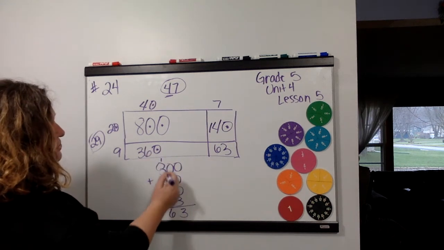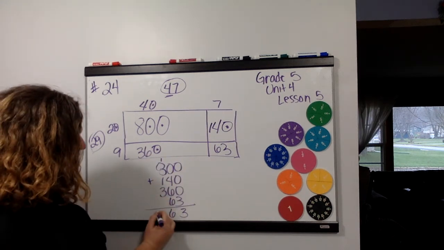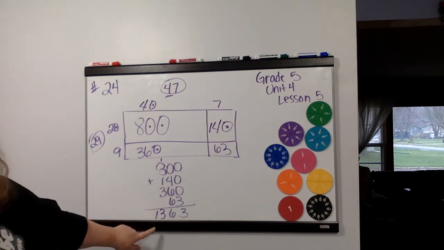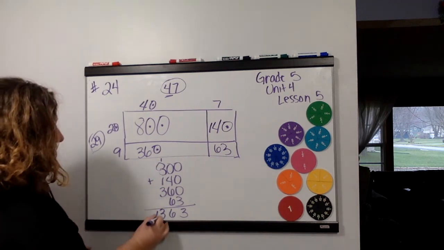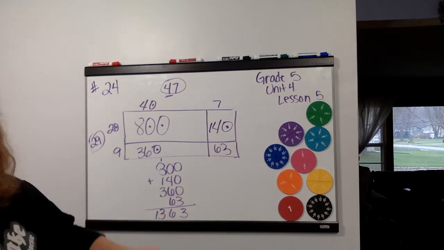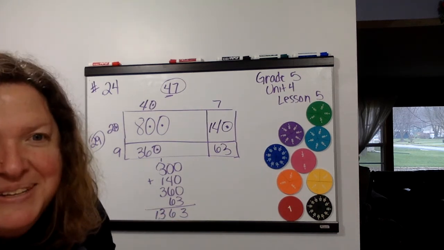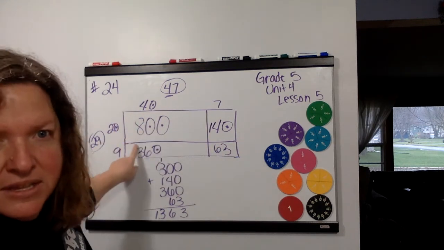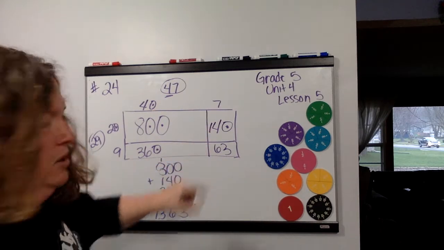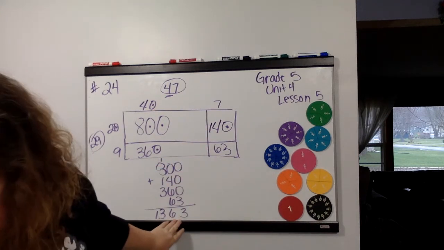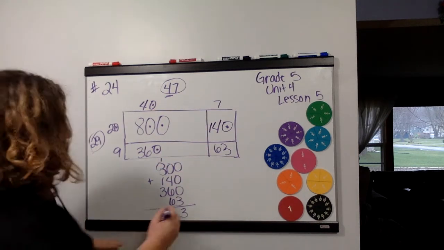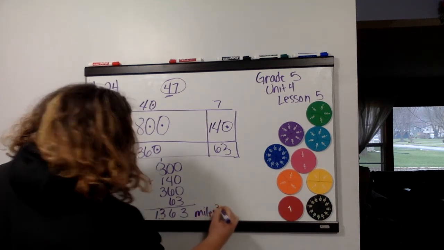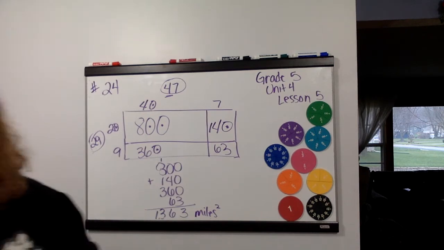I know 8 and 2 is 10, and 3 more is 13. It's actually 13 hundreds, or 1,300. So 1,363. And how are we going to label that? The shape is a rectangle, made up of a whole bunch of tiny little squares. So we're going to label it as miles, and not just miles, but rather square miles.